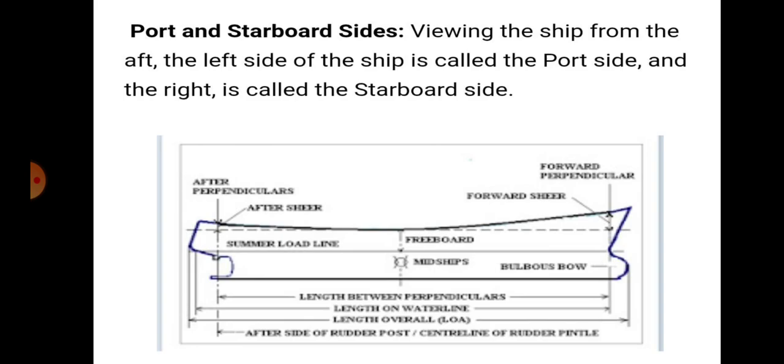Port and starboard side. If you view the ship from the aft side, or from the back side, the left side of the ship is called port side and the right side is called starboard side.